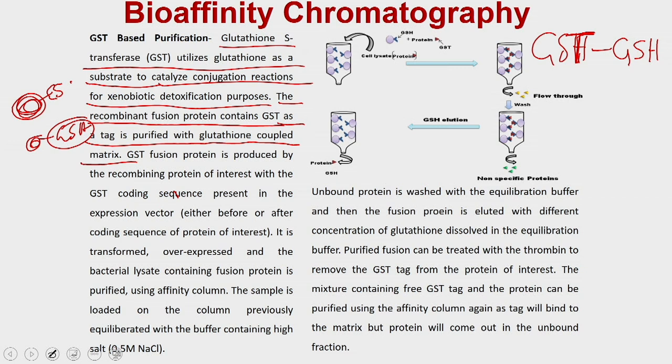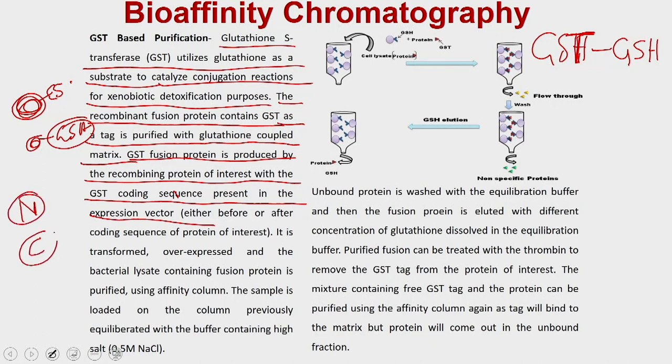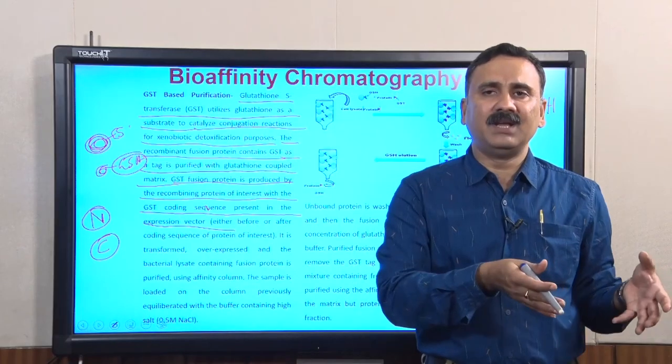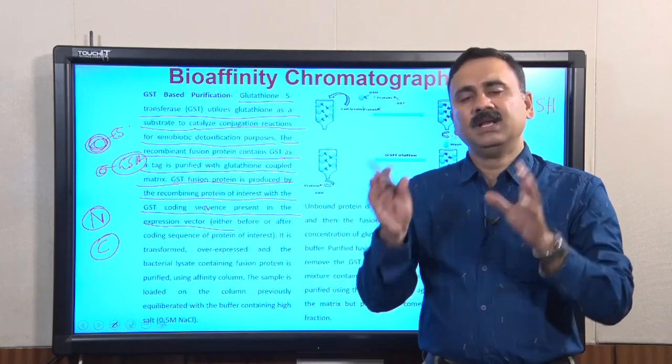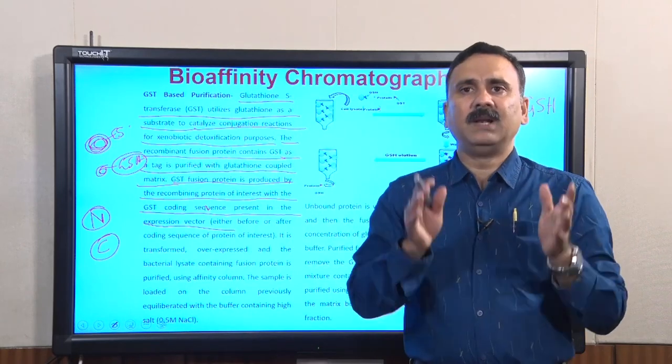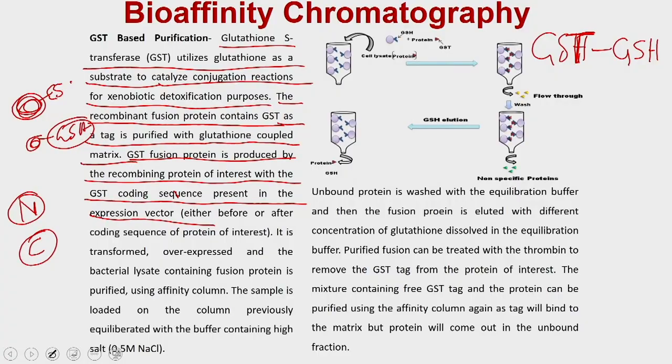The GST fusion protein is produced by recombining the protein of interest with the GST coding sequence present in the expression vector. It can be done on the N terminus of your protein, or you can put it onto the C terminus. Irrespective of whether the GST is present on the N terminus or the C terminus, the GST is fully functional and can bind to GSH which is present on the beads.